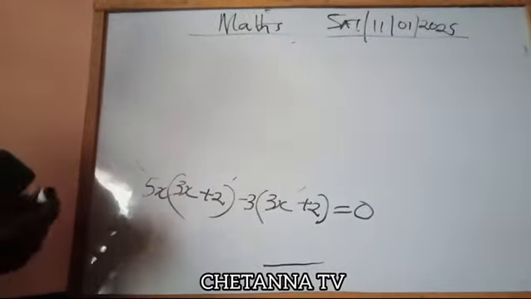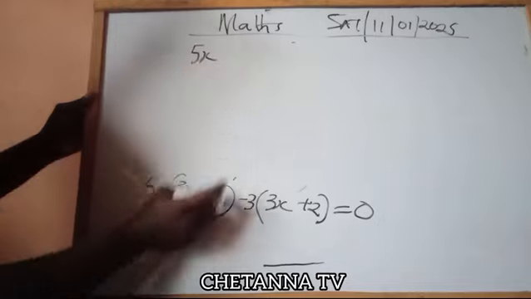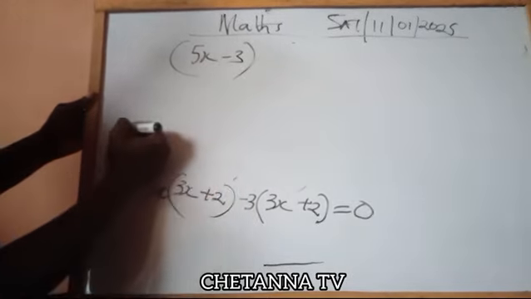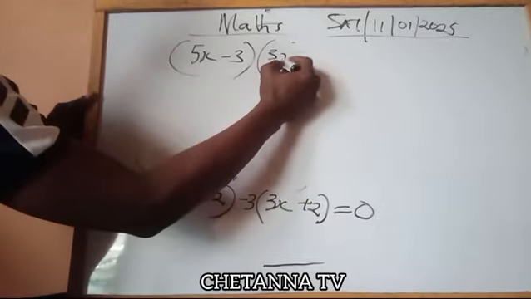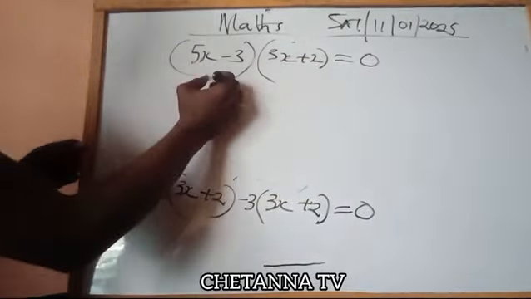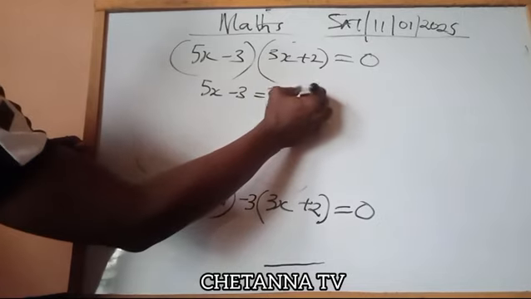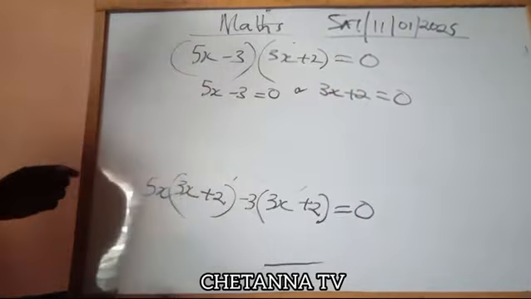So we now have 5x minus 3 and 3x plus 2 is equal to what? 0. So that means 5x minus 3 is equal to 0, or 3x plus 2 is equal to 0.